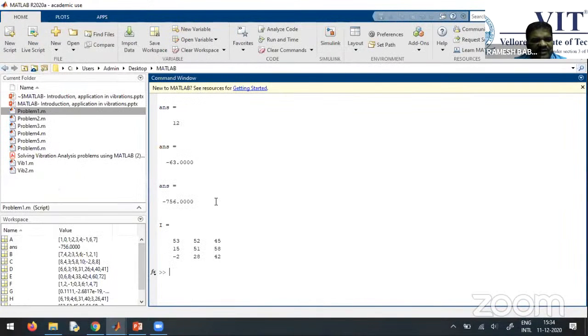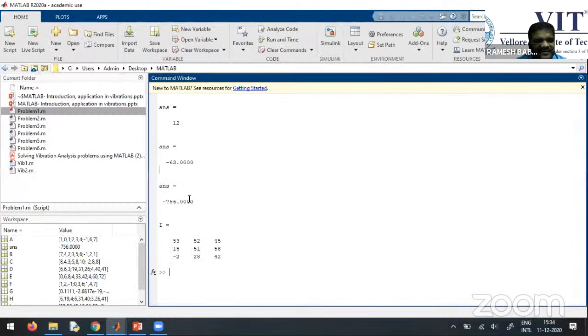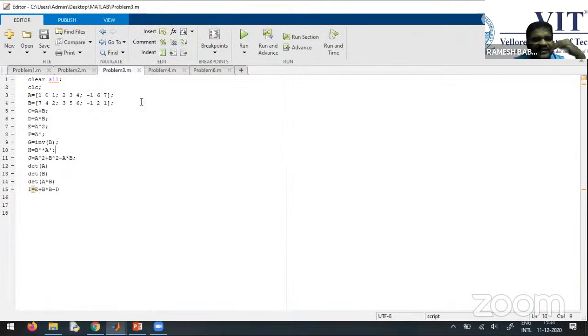You can see the result now. So these are the various results. Here I have not asked for A plus B, so I am not asking for that result. Only det A, det B, det of A multiplied with B. So only these 4 results are there. That's why only these 4 results. Like this, these multiplications can be done very easily.